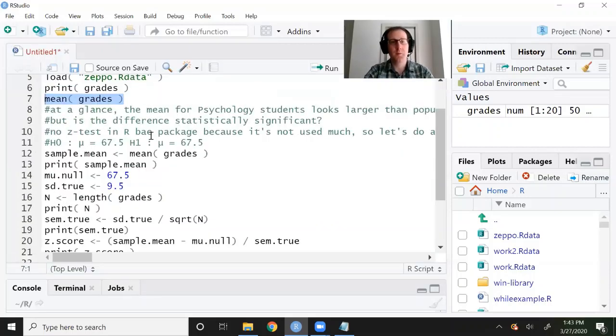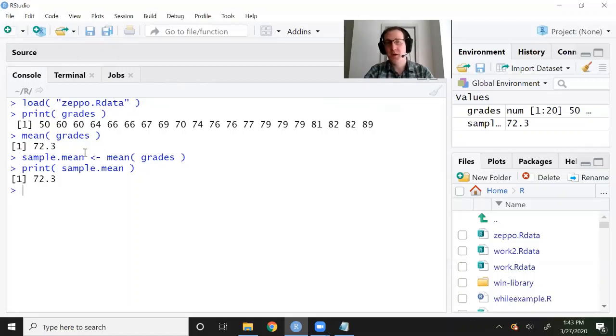For this, we're going to want to put in the sample mean for grades. And so I'll run this and we'll see that now, rather than just printing that out, we've calculated that and saved that as sample.mean.